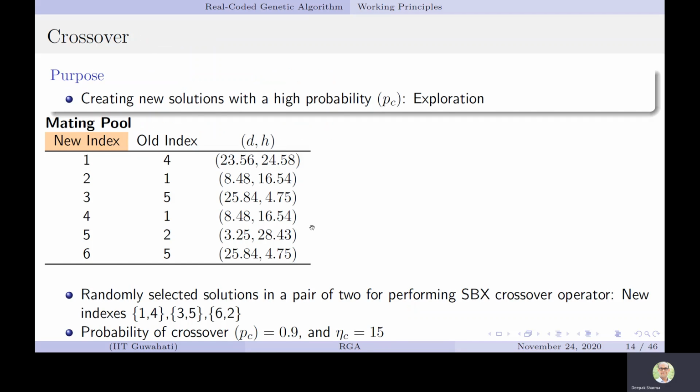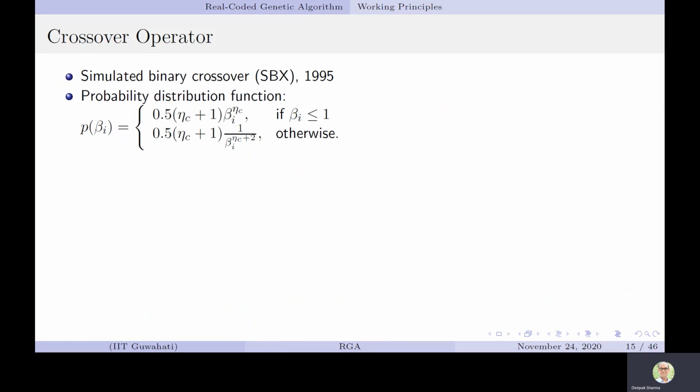Now, as we remember, in binary coded GA we have a binary string and we choose one vertical line, that is the crossover site, and then we swap the tail. But here it is not possible. So we need some structural change in the crossover operator. Here we are going to discuss one of the crossover operators called SBX, the simulated binary crossover operator.